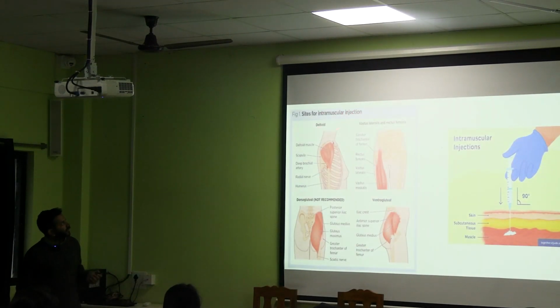You see, these are the sites for intramuscular injection. Here is the deltoid muscle. Then here is the vastus. This is the rectus femoris. This is the vastus lateralis on the lateral side. Then vastus medialis. So vastus lateralis and rectus femoris. Then this is not recommended. Why? Dorsogluteal is not recommended for intramuscular injection. Can you tell me why?